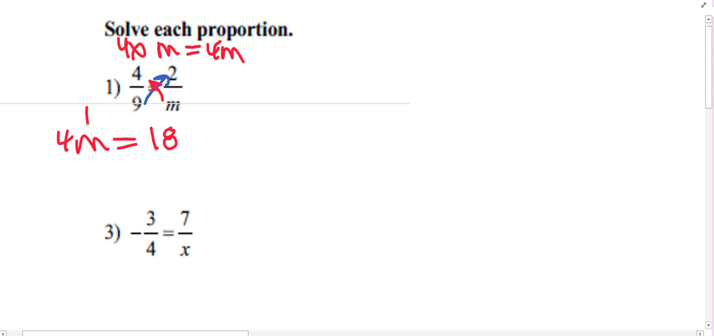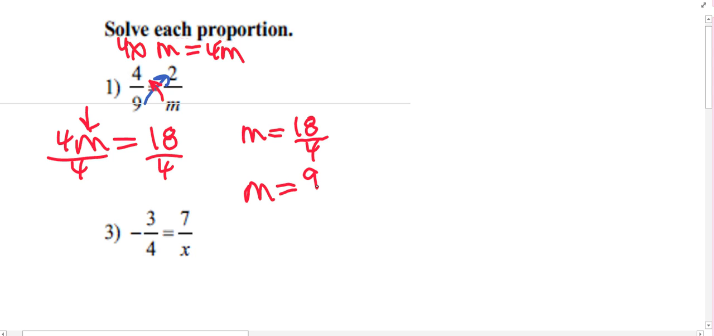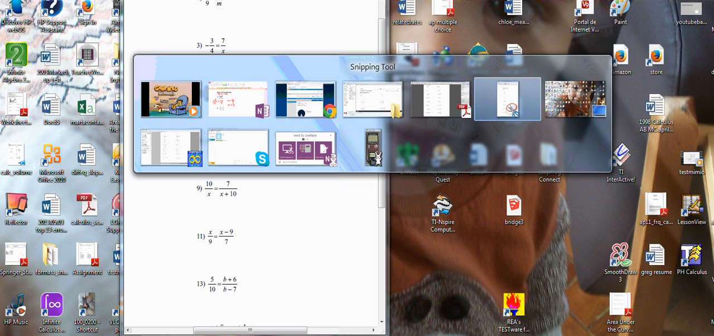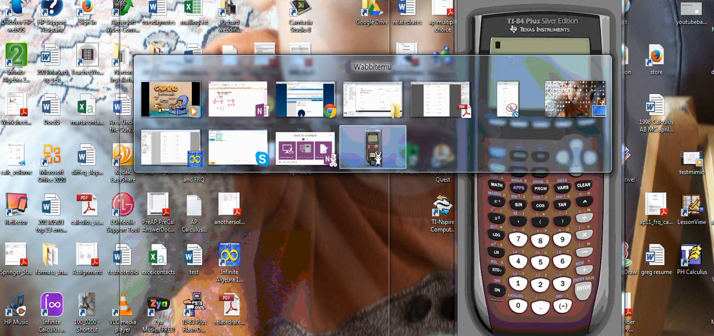Now, since we're trying to solve for m, we're going to divide by 4, and we're going to get m is equal to 18 over 4. Of course, you know that both of these can be divided by 2, which would mean that fraction reduces to 9/2.